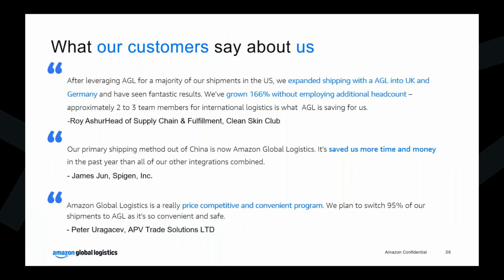Seller grown actually 166% without any additional headcount. So really going back to what I mentioned earlier when it comes to supply chain optimization and cost efficiencies. And also here, our seller Spigen, who said saves us time and money. The APV Trade Solutions one is really about pricing competitive and convenience.